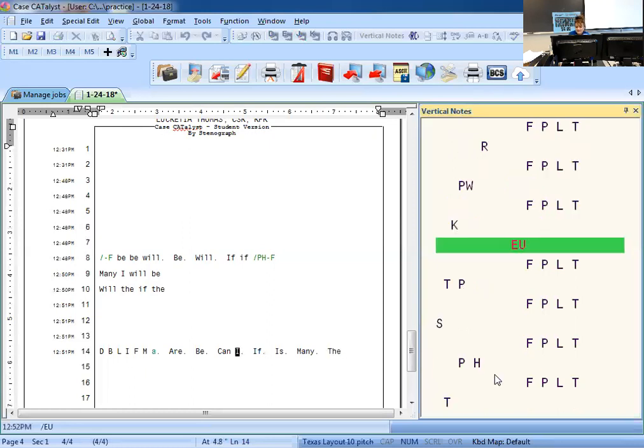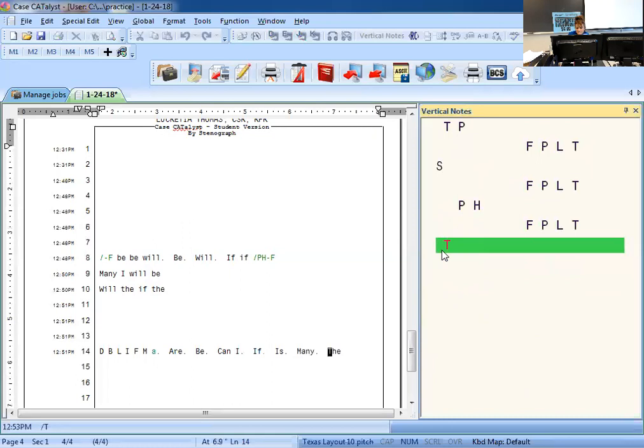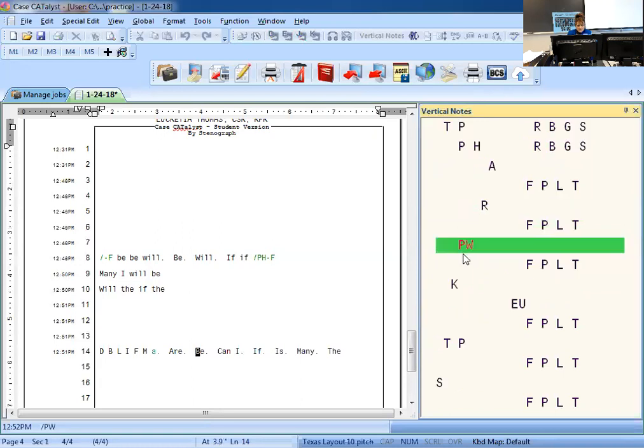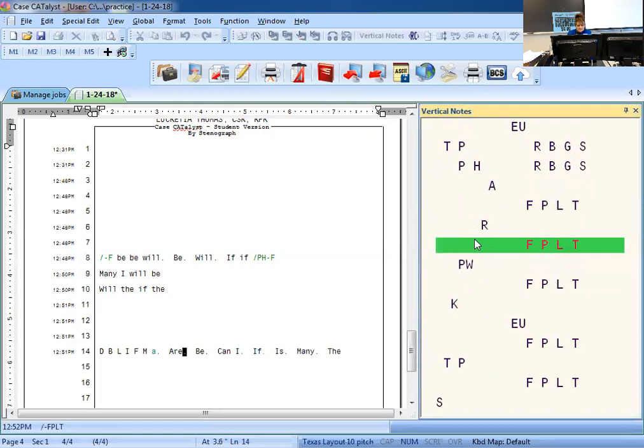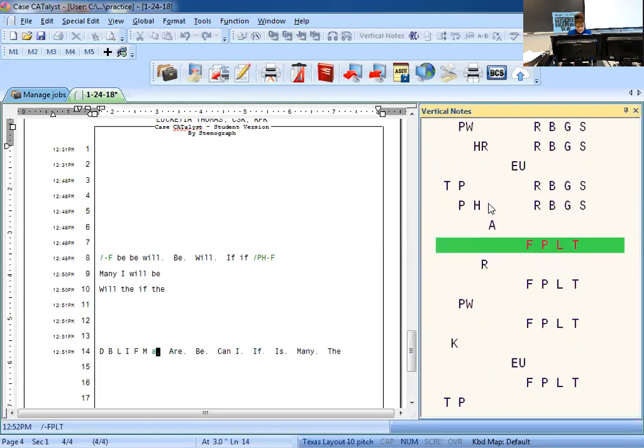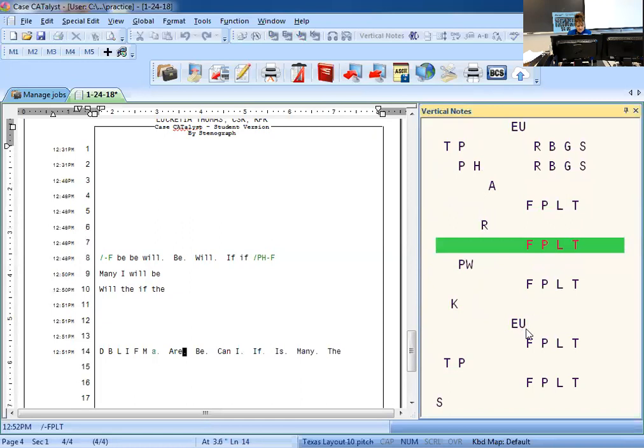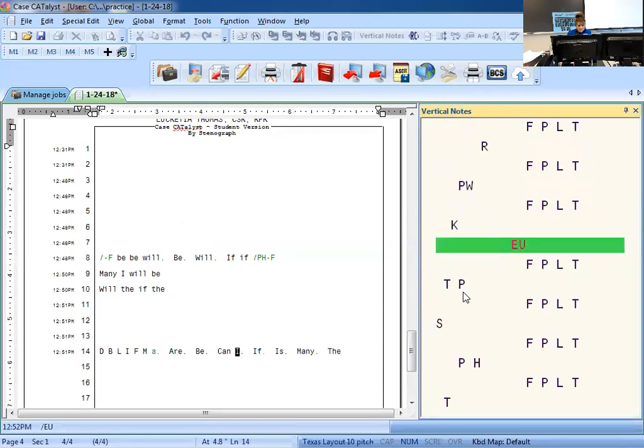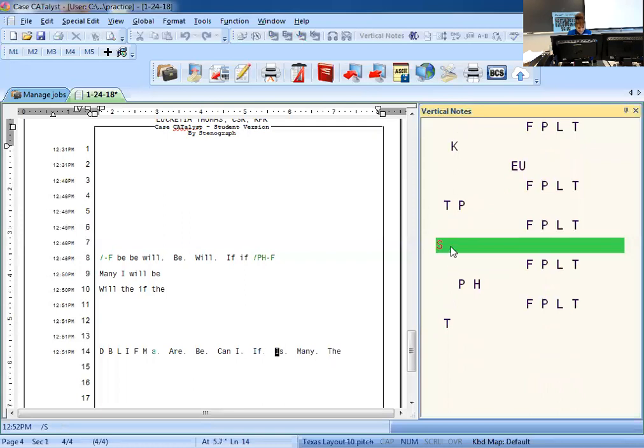Notice I'm writing it on the initial side. The is over here, T on the initial side. Many is on the initial side, PH. Is, S by itself on the initial side. TP is if on the initial side. I is I. K by itself is can. B by itself is PW. R by itself is R, initial side. A is A. So these are all on the initial. The only one that comes over here to the middle is the I. TP is by itself on the initial, S is initial side, M is by itself many, the is by itself T. Make sure you know those, okay?